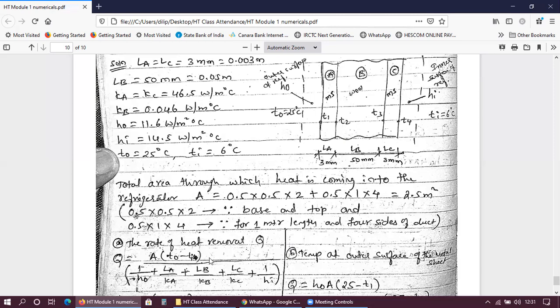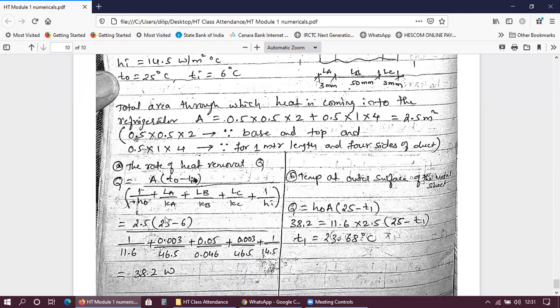So this is the equation, just substitute the values here. The area we already calculated, 2.5 meter square, multiplied by 25 minus 6. So this is the outer temperature minus inner temperature divided by resistance, right? These are the different resistances at different points.